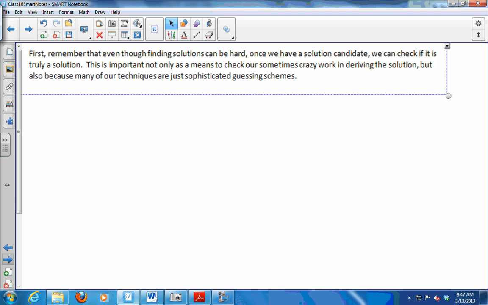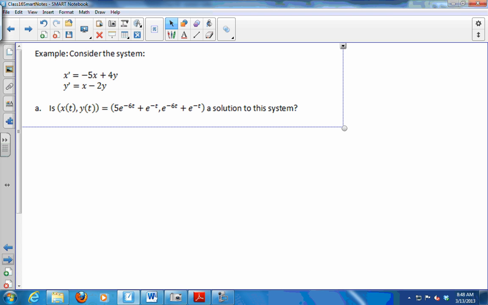So first, remember that even though finding solutions can be hard, once you have a candidate for a solution, we can pretty easily check if it really is a solution. So this is important because it can help us check when we've done pages and pages of algebra to try to come up with a solution. We can always check and see if it's right. And it's also important because many of the techniques we develop are really just sophisticated guessing. Right? We just guess and then check if it works. So we're going to do a little example where we just check if this is a solution.